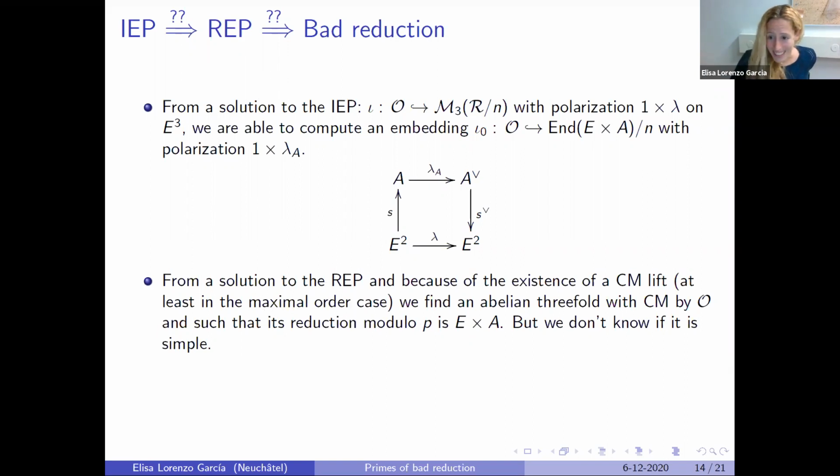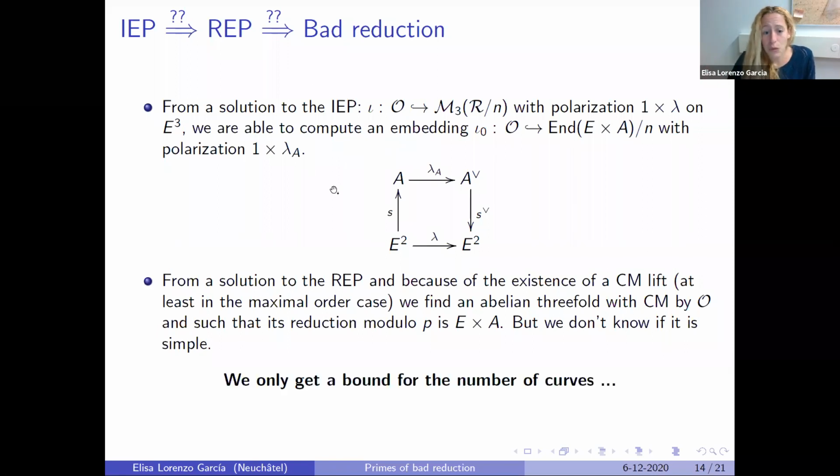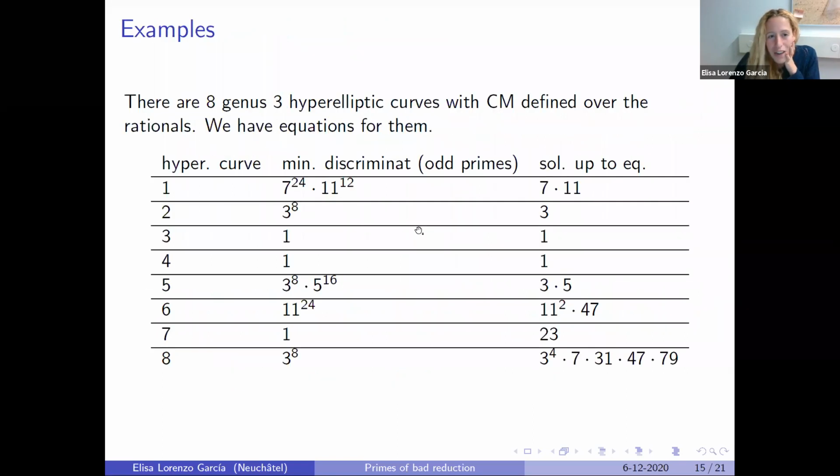The problem now is, again, the primitivity of the complex multiplication type. We don't have total control for this. So it may happen that once we have a solution to the REP, we have an abelian threefold whose reduction modulo p produced this solution, but we don't know if this thing was, for instance, non-simple, or even if the polarization was not decomposable. Anyway, we get a bound, and this is what is important. So now I show you the examples.